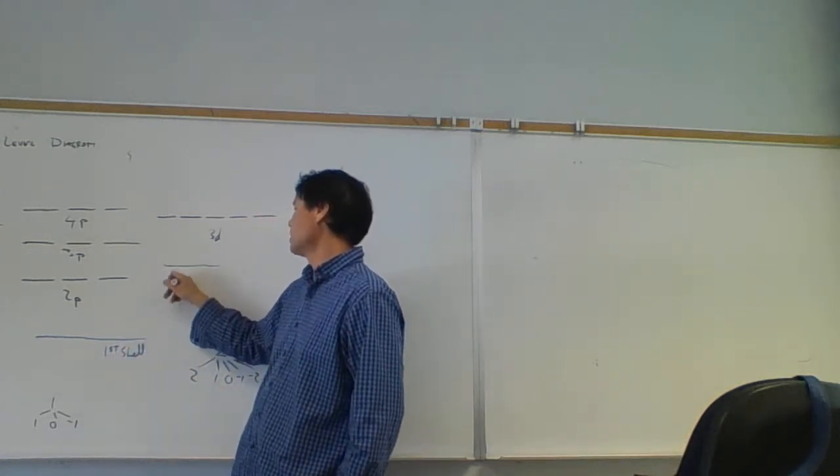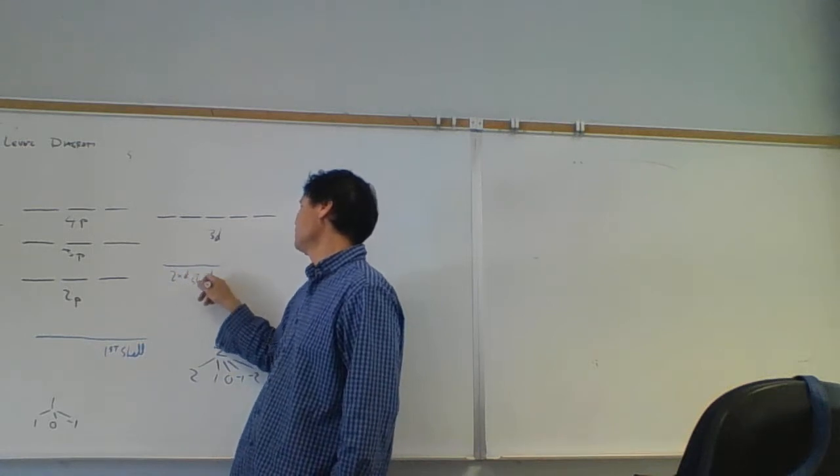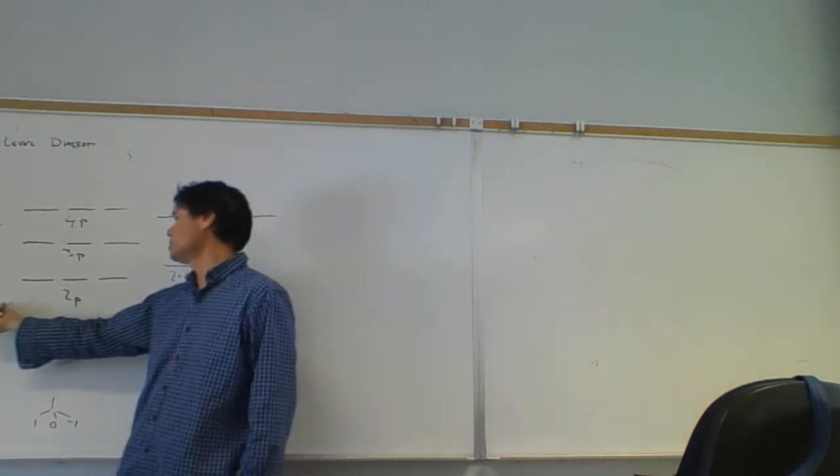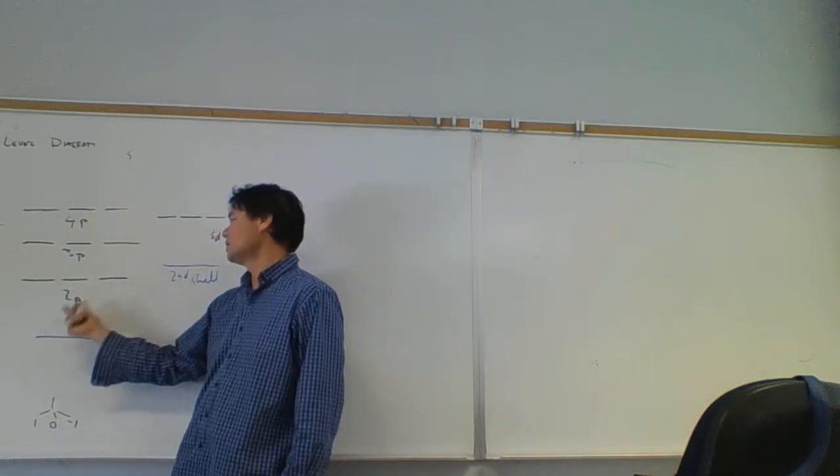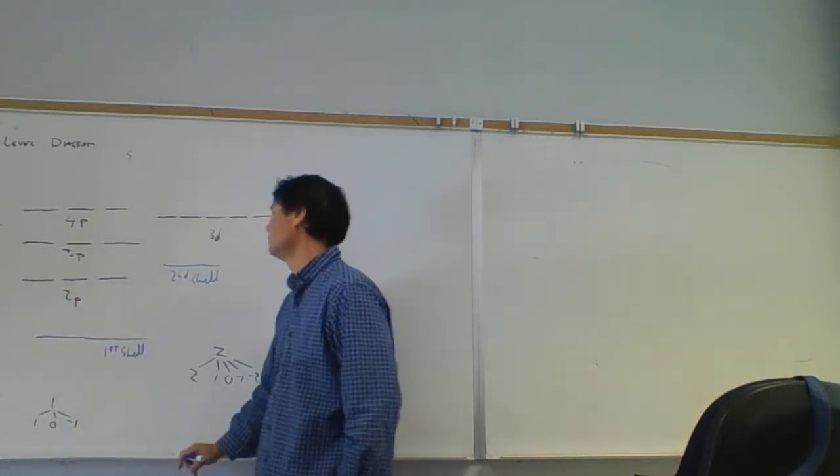Here we have the second shell. In the second shell, there are 2 subshells. There's the S subshell and the P subshell. The P subshell consists of 3 orbitals. The S subshell consists of just 1 orbital.